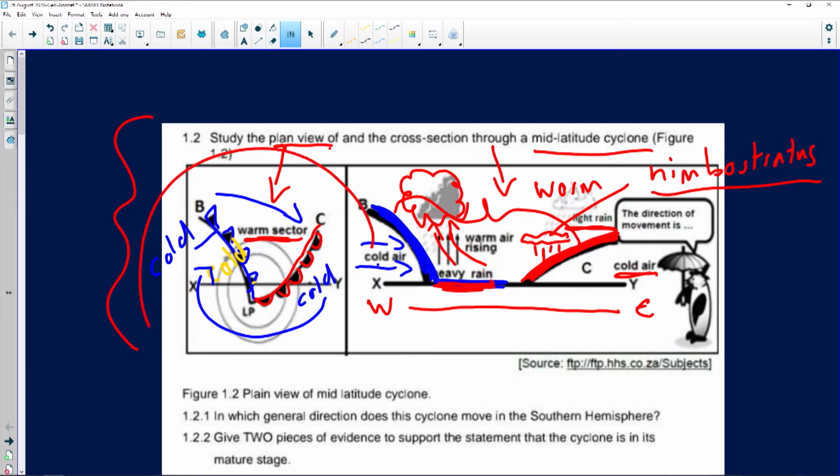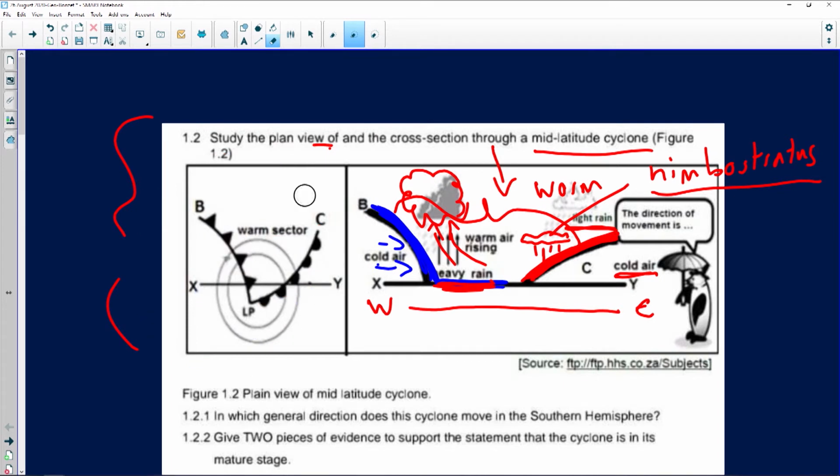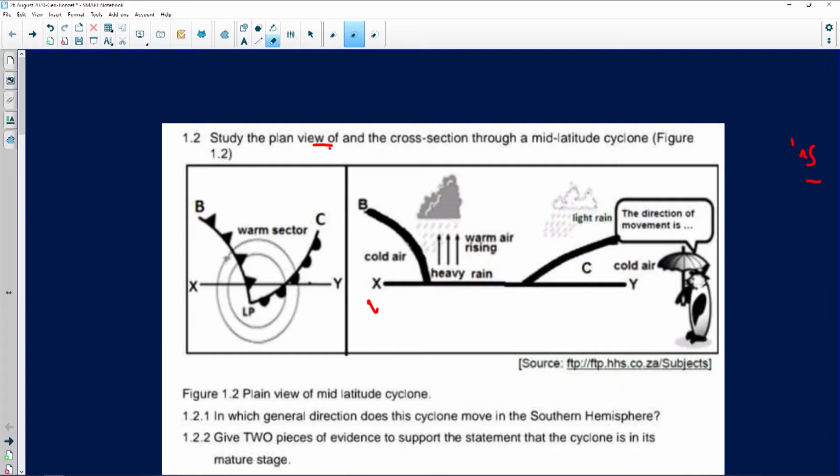I just want to clean this out because I might use it again to explain the questions. So, vitally important, remember Grade 12s, when we look at our plan view, immediately when you see a cold front and a warm front, you should know it's a mid-latitude cyclone. There needs to be two fronts present. Clockwise circulation, because it's a low pressure system in the southern hemisphere.